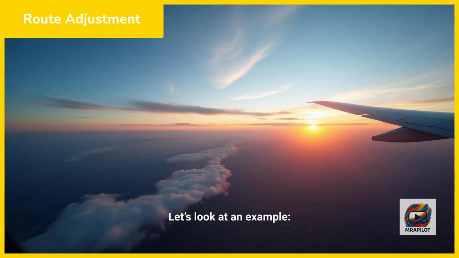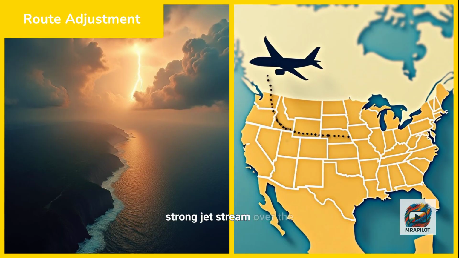Let's look at an example. Flying from Los Angeles to New York, the chart shows a strong jet stream over the Midwest. By adjusting your altitude, you can take advantage of the tailwinds and reduce your flight time. However, the chart also shows convection developing along the East Coast. This would require a change in your route to avoid the thunderstorms associated with the convection.